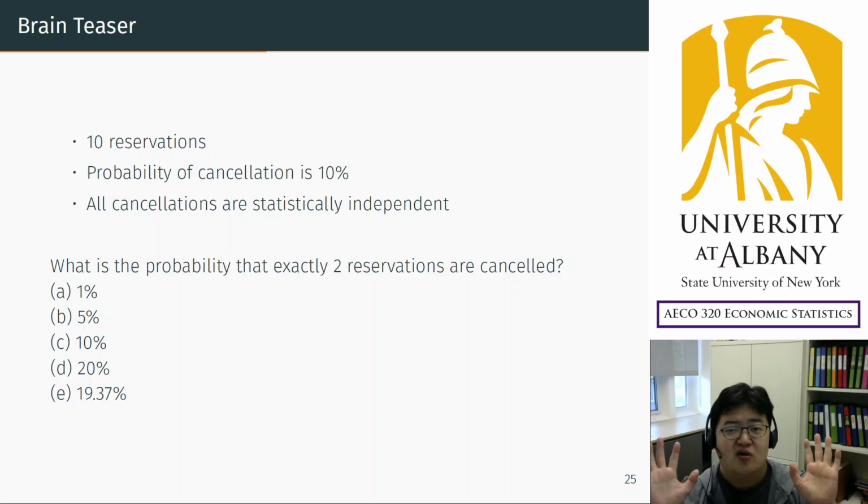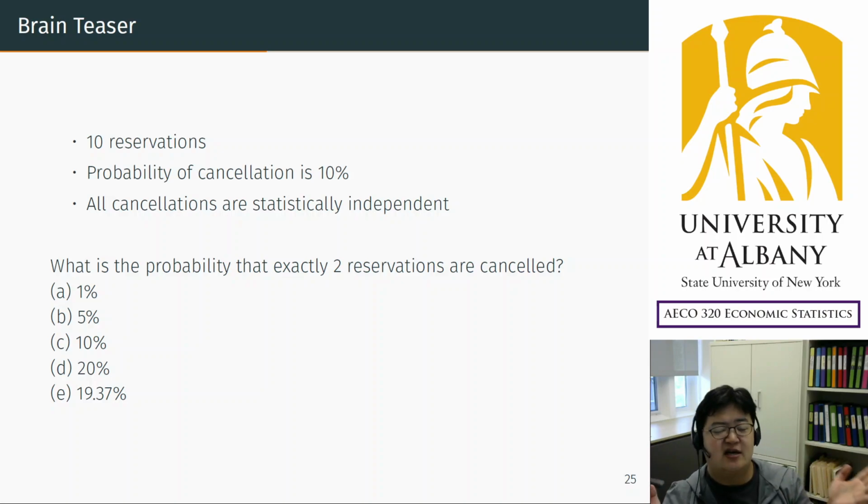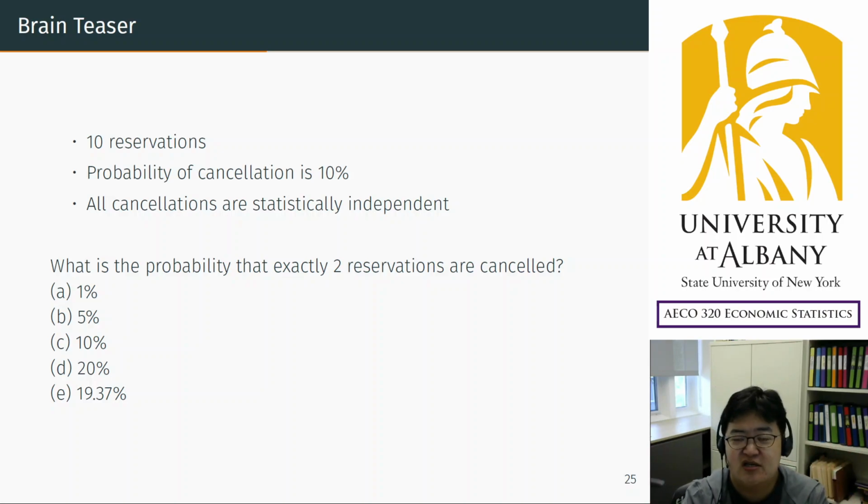By the way, it is natural that you don't know the answer. I did not teach you how to calculate this probability. We are going to calculate this probability from now on. I'll just have you guess what the answer would be. The numbers you can use are 10 reservations, 10%, and 2 reservations. There are 3 numbers, so you may try to combine those 3 numbers to get an answer here.